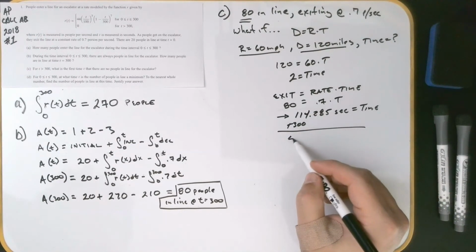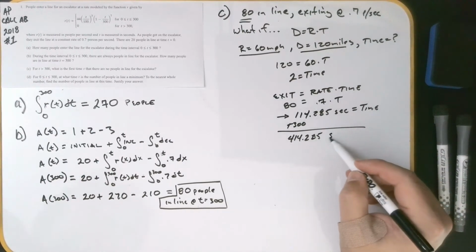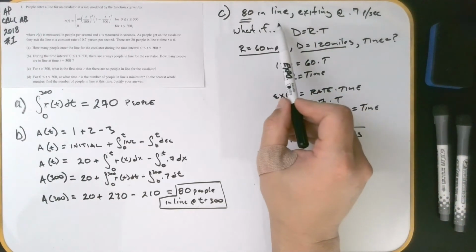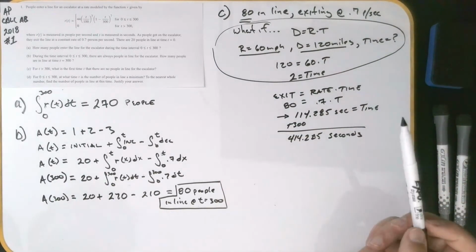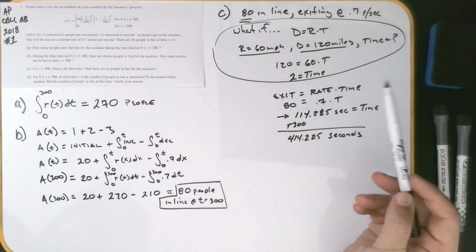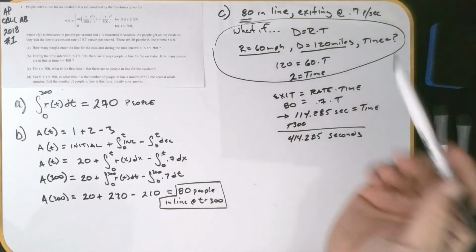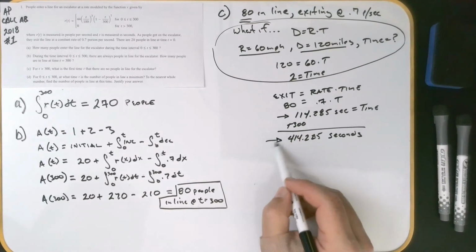So the final answer was 414.285 seconds. So this little part right here, this example, was just a little illustration to show you how I was getting this. So I could have just said, oh, divide 80 by 0.7. But what you're doing is dividing your total amount by the rate to get the time, just like you would with travel. So hopefully that made sense. So there is our answer right there.